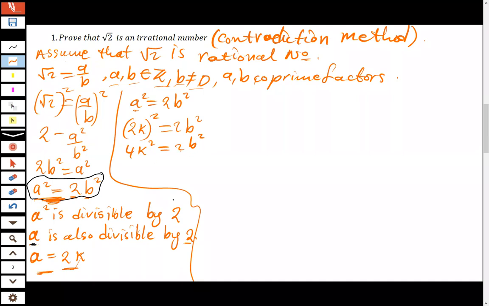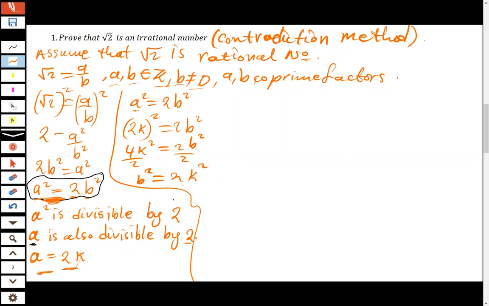From there, I know that I can divide both sides by 2. Then I'm going to have b squared equal to 2k squared. So this statement also means that 2 can go into b squared. How many times? k squared times.